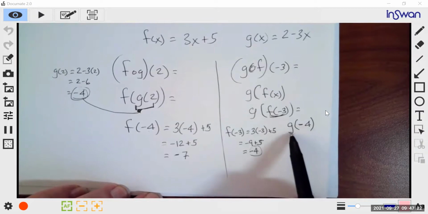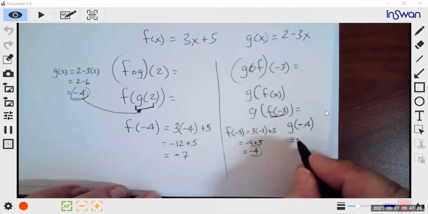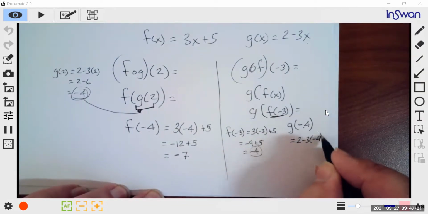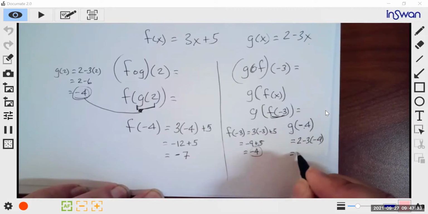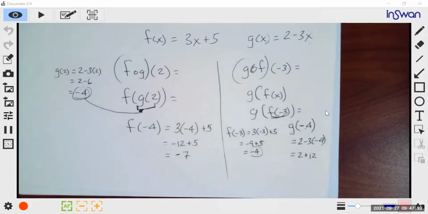And so in the g function, anywhere you see x, put a negative 4. So it's 2 minus 3 times negative 4. Negative times negative is a positive. 3 times 4 is 12.